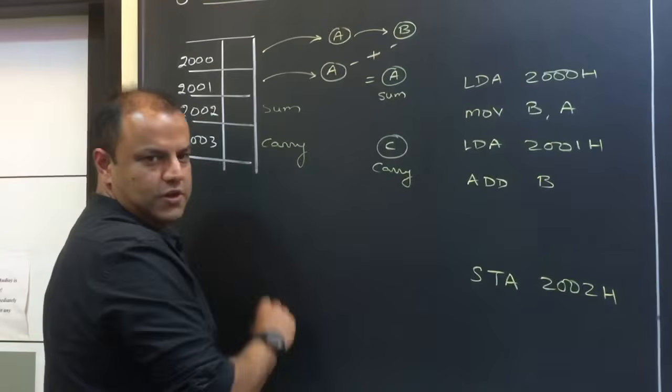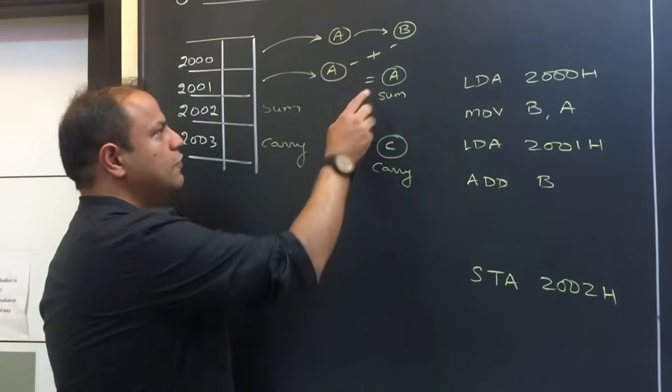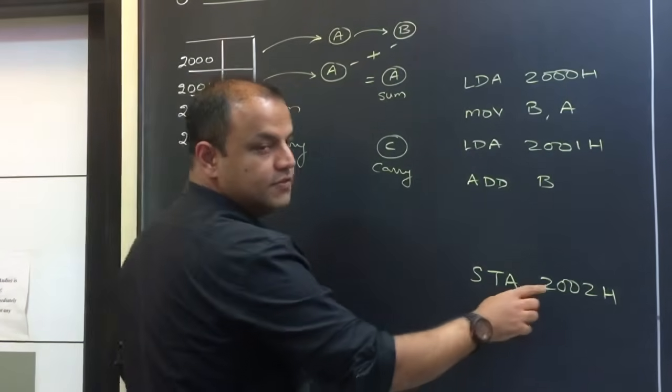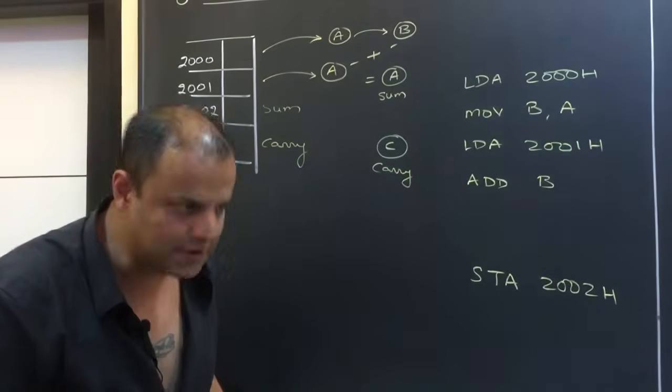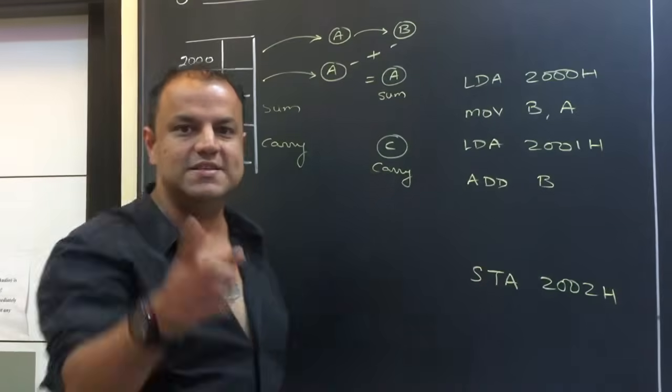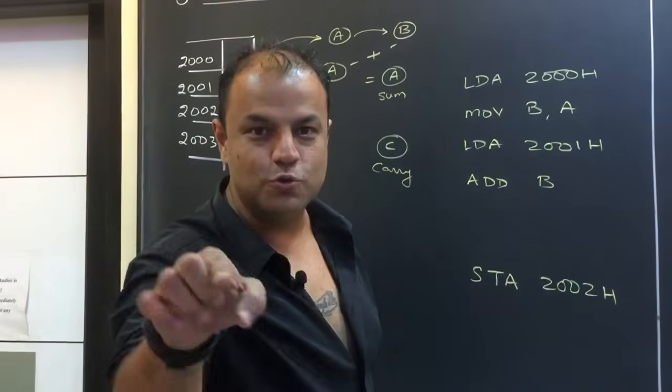From C, you're going to store it at 2003. How are you going to do it? From A, you store it at 2002 by writing STA 2002. From C you will store it at 2003 by writing STC 2003. No, there is no such instruction. There is an STC, but that is set the carry flag. That is not store C register.